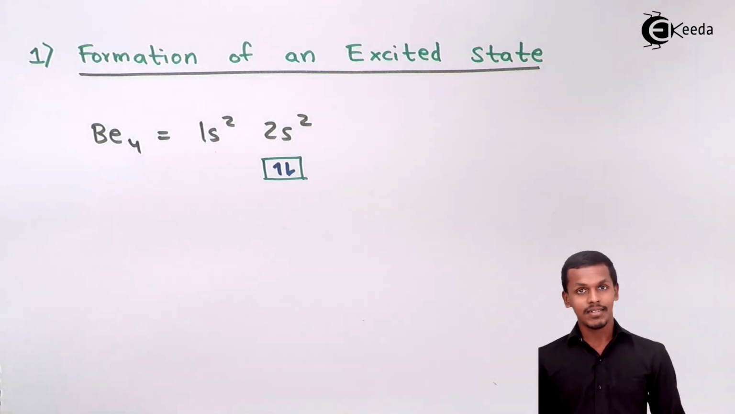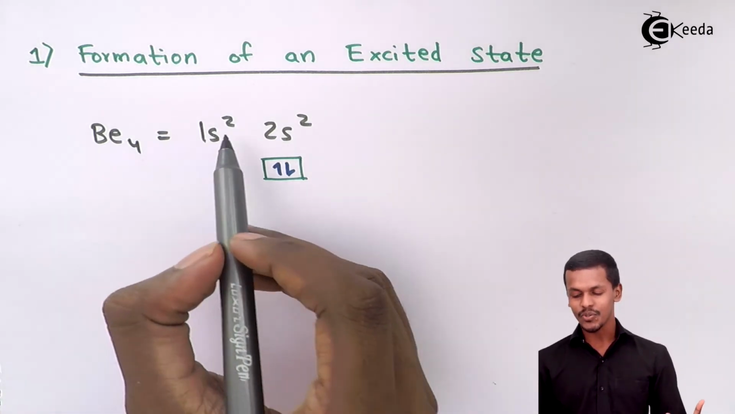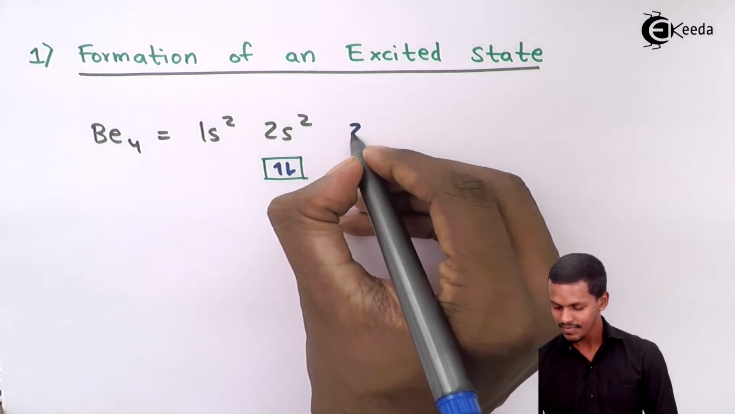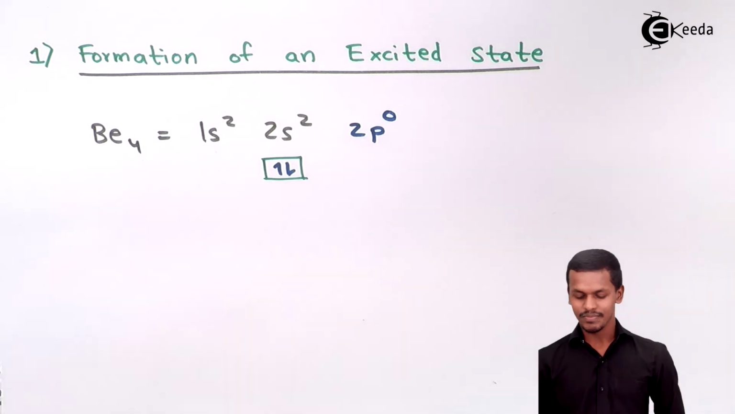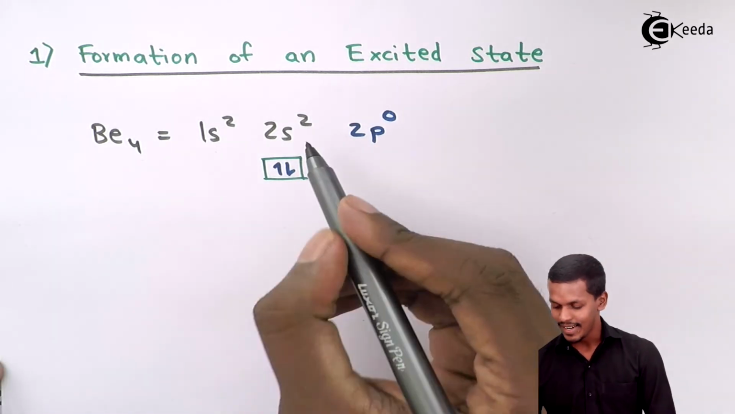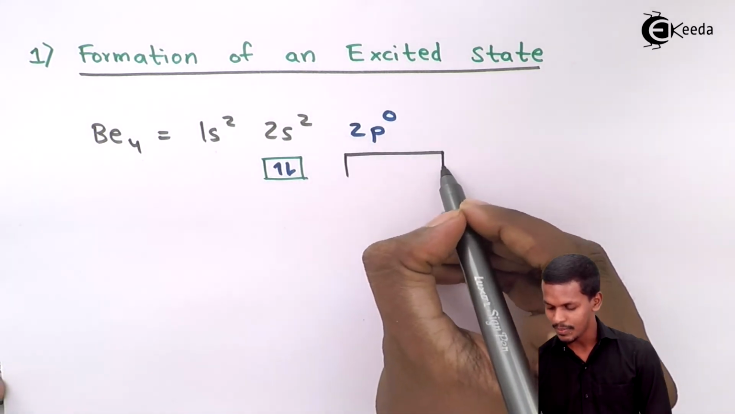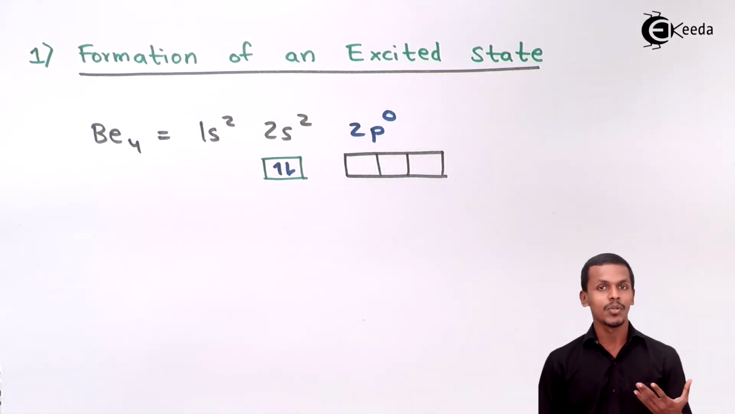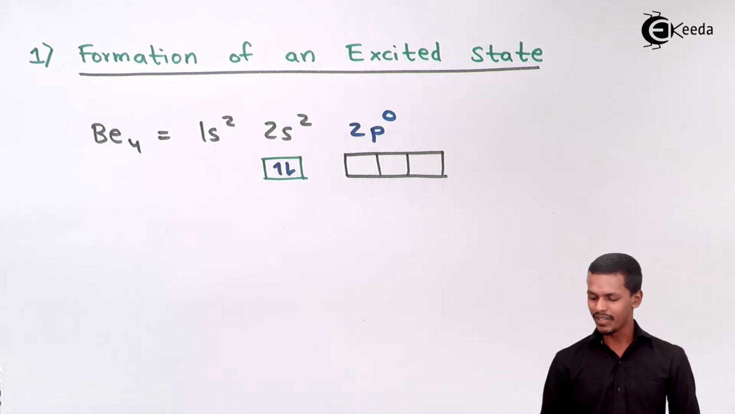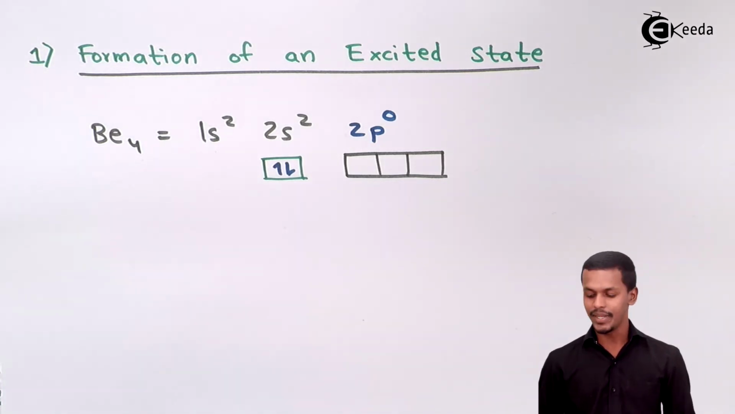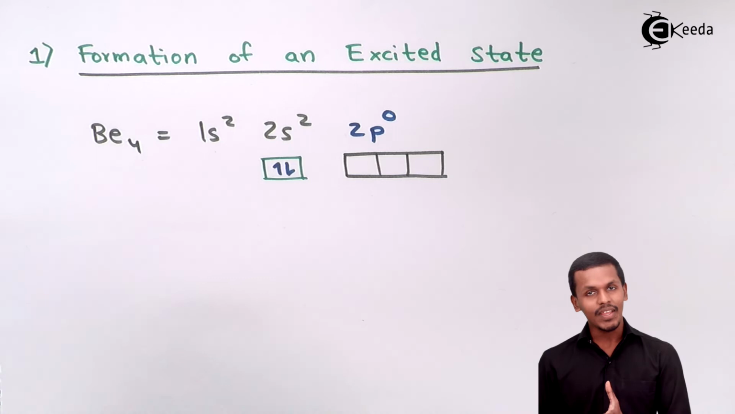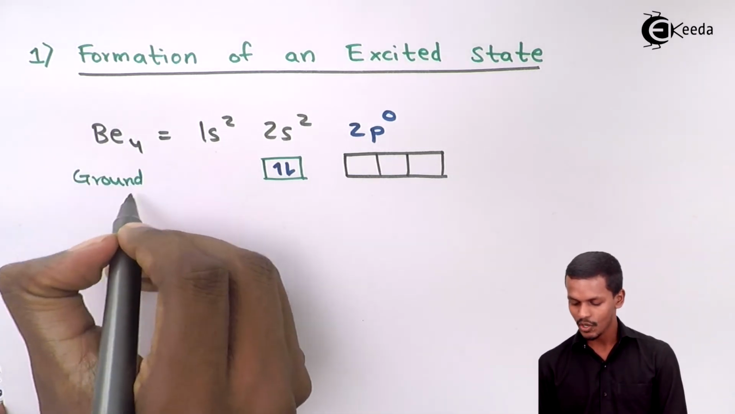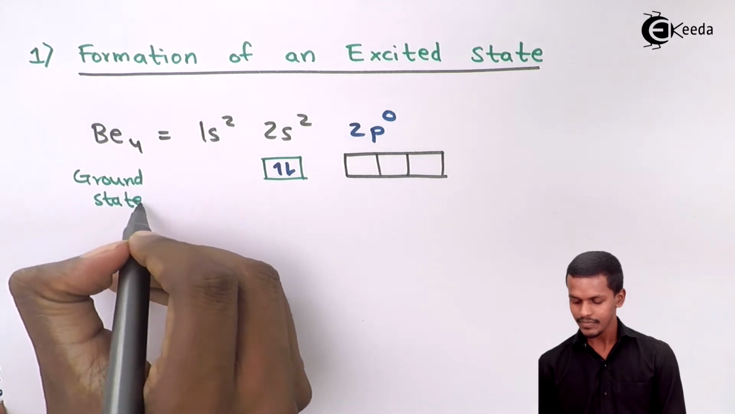Let me give you an example of what I'm talking about. The electronic configuration 1s2 2s2 can also be written as 1s2 2s2 2p0. Here also we are mentioning the atomic orbitals. In this case there are no electrons in the p orbital, because the p orbital is vacant, empty. This state of the electronic configuration is known as the ground state, or the normal state.